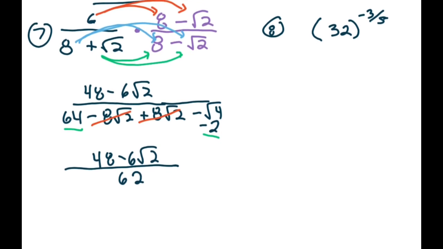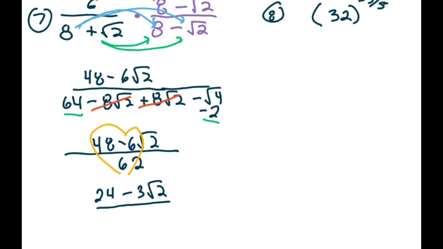Now, while I'm pretty much done, I notice that all of these numbers here are divisible by 2. So I can reduce all of these by 2, which will give me 24 minus 3 square roots of 2 over 31. And that'll be our answer.